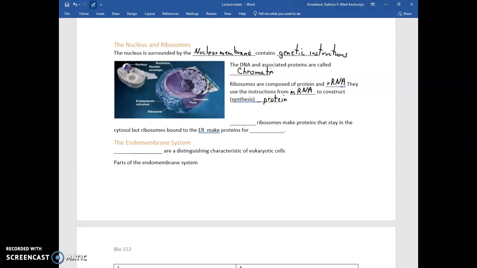Now, there are two types of ribosomes. There are free ribosomes, and these are ribosomes that make proteins that stay in the cytosol. And then there are ribosomes that are bound to the ER, that's the endoplasmic reticulum. And these are proteins for export. So they're not going to be used in the cell they're made at. So if you're going to secrete something, there are proteins that are going to be excreted.